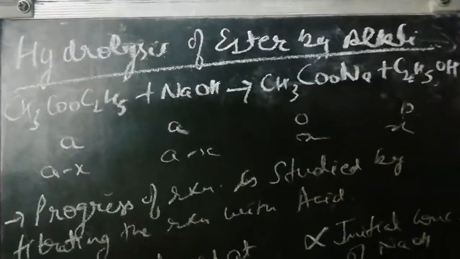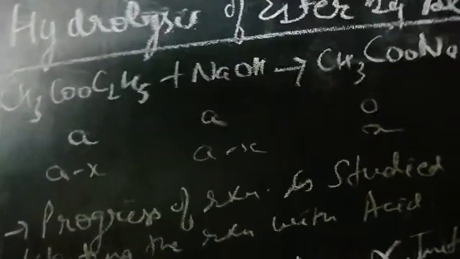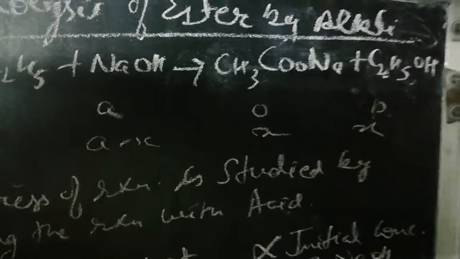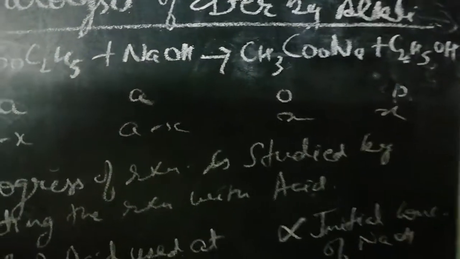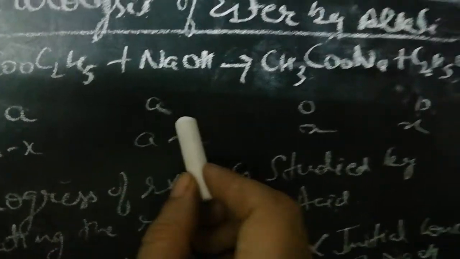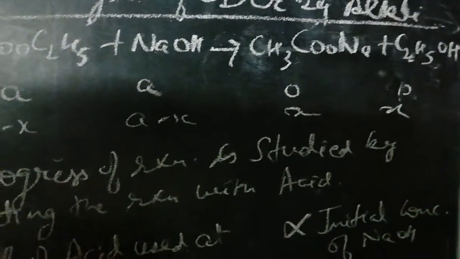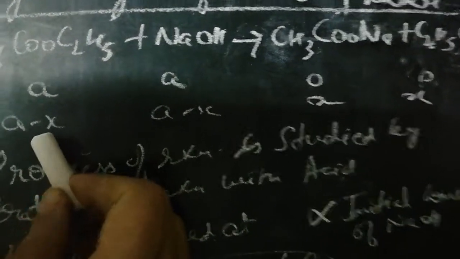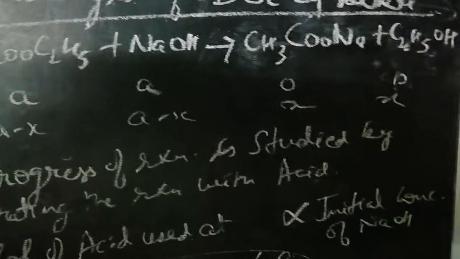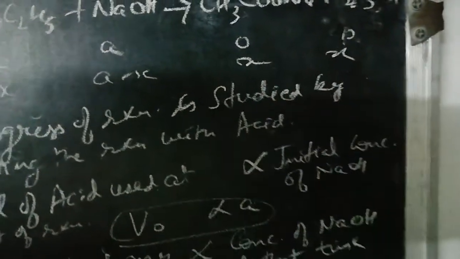So the example of second order reaction is hydrolysis of ester by alkali. So this is our ester CH3COOC2H5, which reacts with NaOH to give sodium acetate plus ethyl alcohol. Let us suppose the initial concentration of this is A, and 0 moles and 0 moles of the products at the start of reaction. X mole of it is decomposed, so reactant left is A minus X. X mole of it is decomposed, so concentration left is A minus X. And the number of moles of product formed is X.